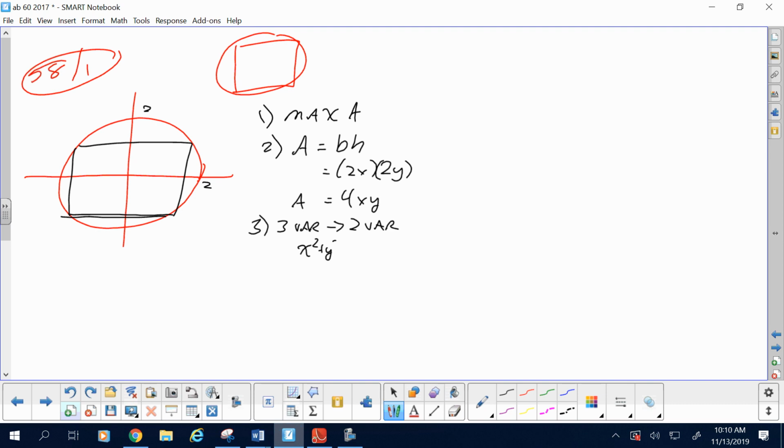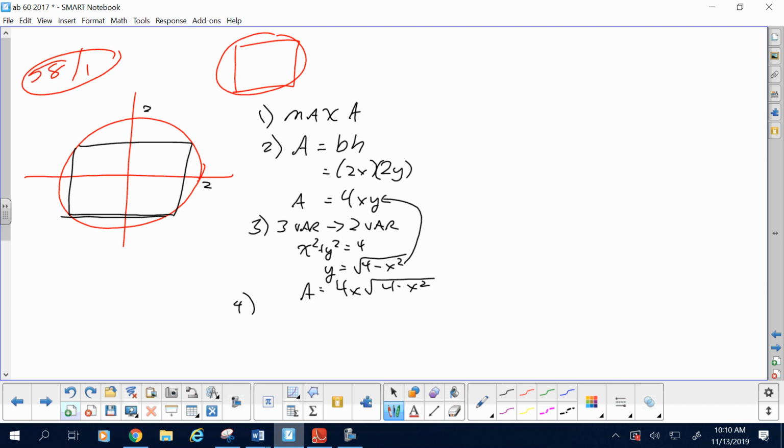X squared plus y squared equals 4. So y we could say is the positive root of 4 minus x squared. So now the area is 4x root 4 minus x squared.